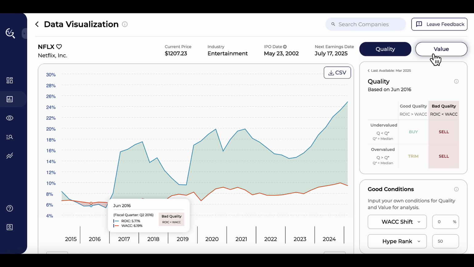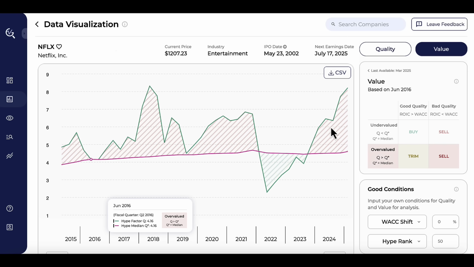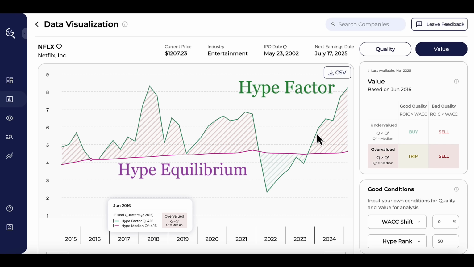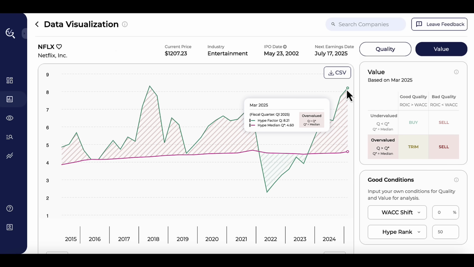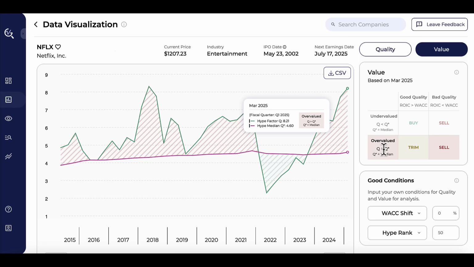So that's quality. What about value? So we click on value and we see the hype factor here in green and then the equilibrium hype in purple. And we notice we're evaluating now at June 2016, so the latest, back in 2016. And so we see if we click on a later point here, let's say March 2025, we notice this is overvalued because Q, the hype factor, is above Q star, this long-term median equilibrium value. And so we see that the bottom half is lit up. And so that's either trim or sell depending on quality.